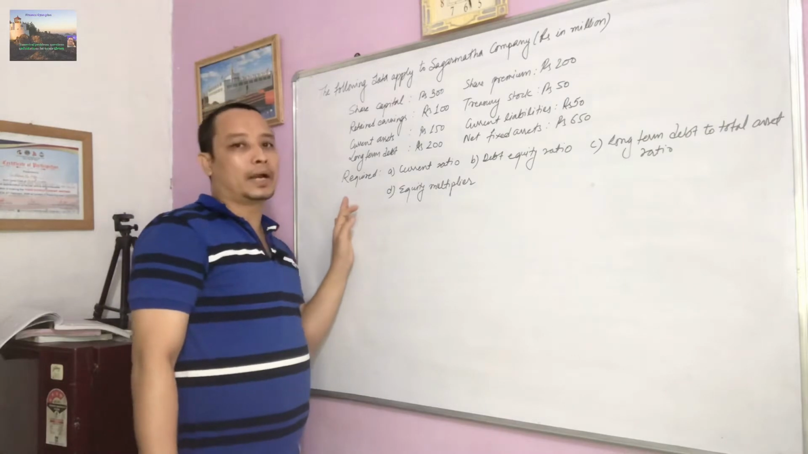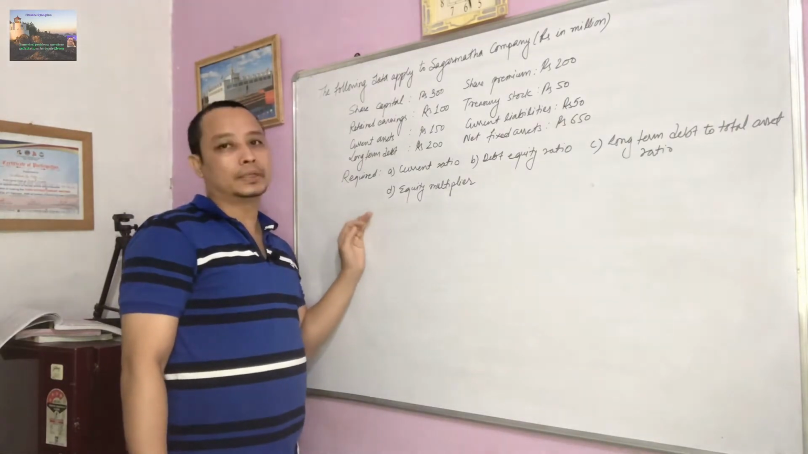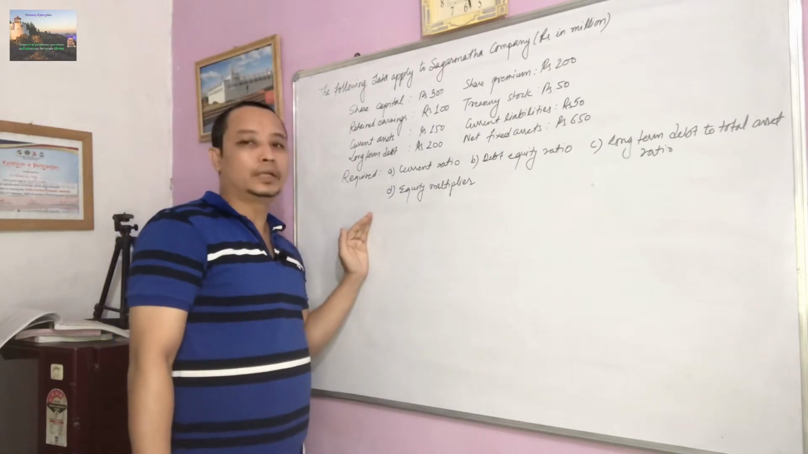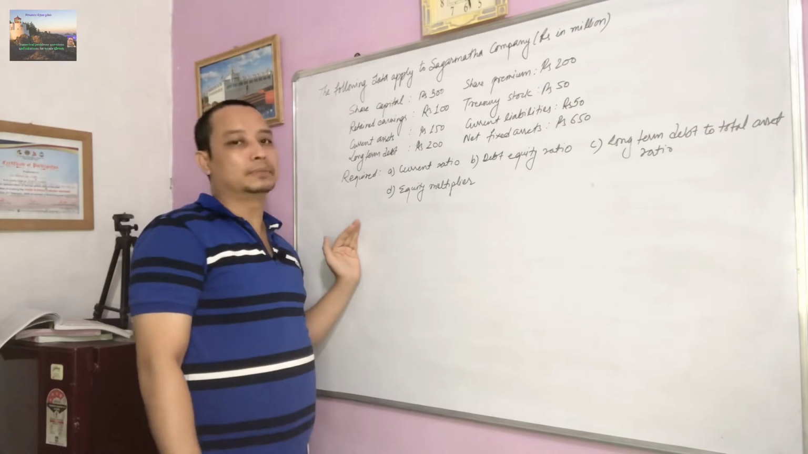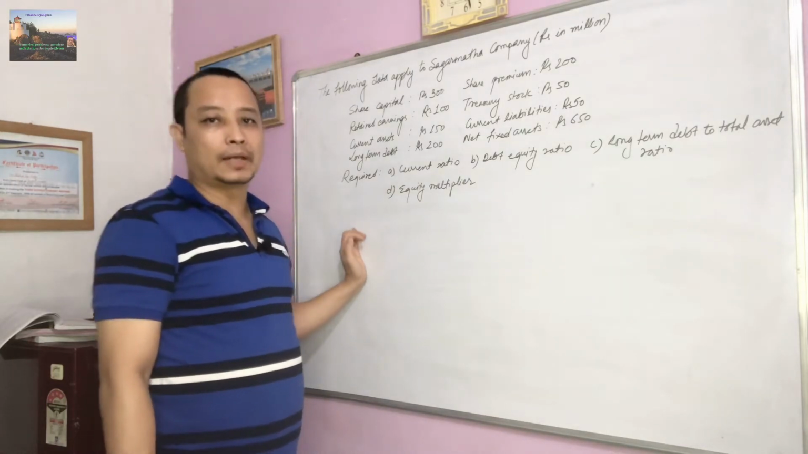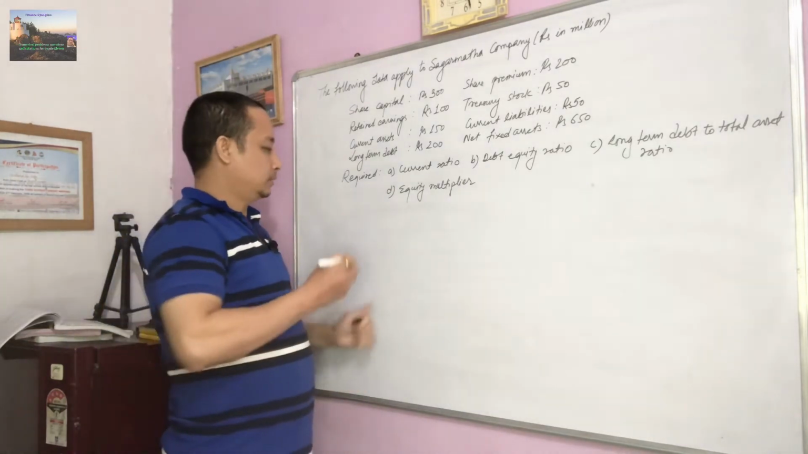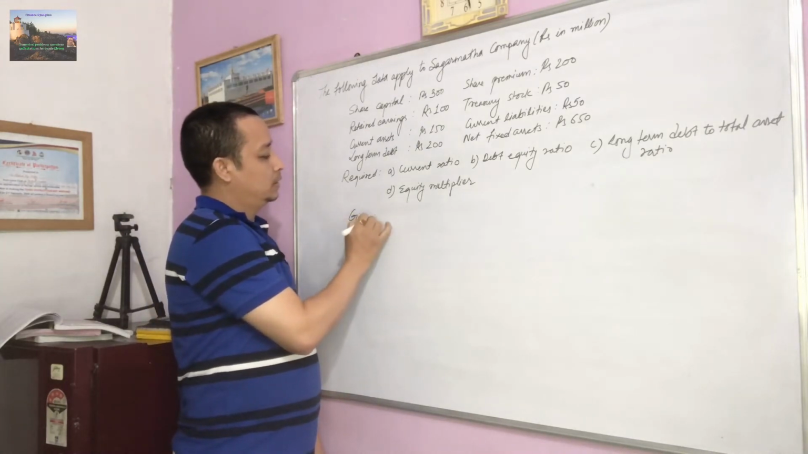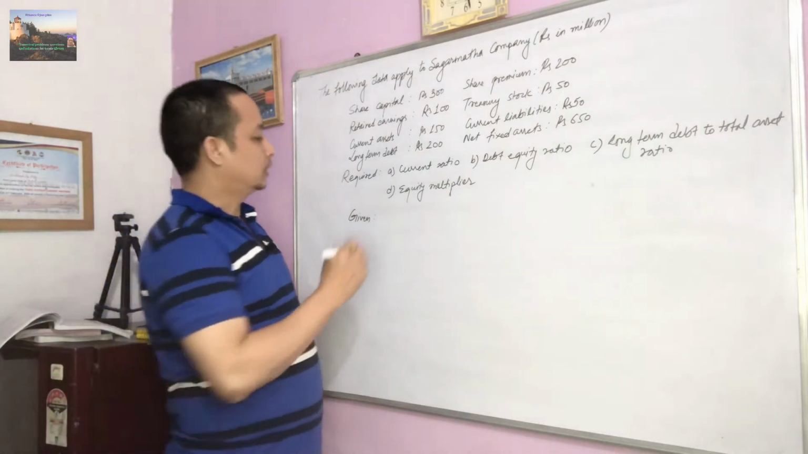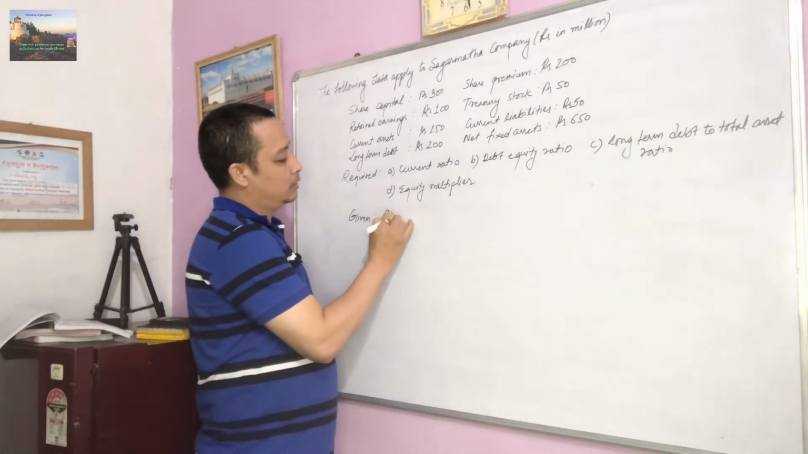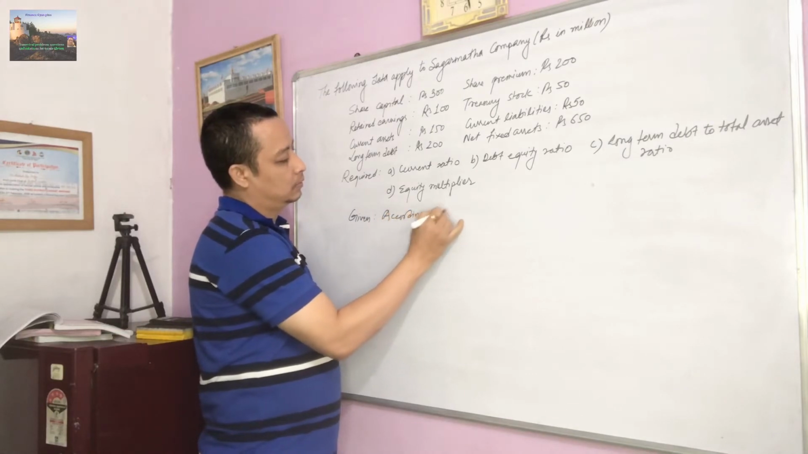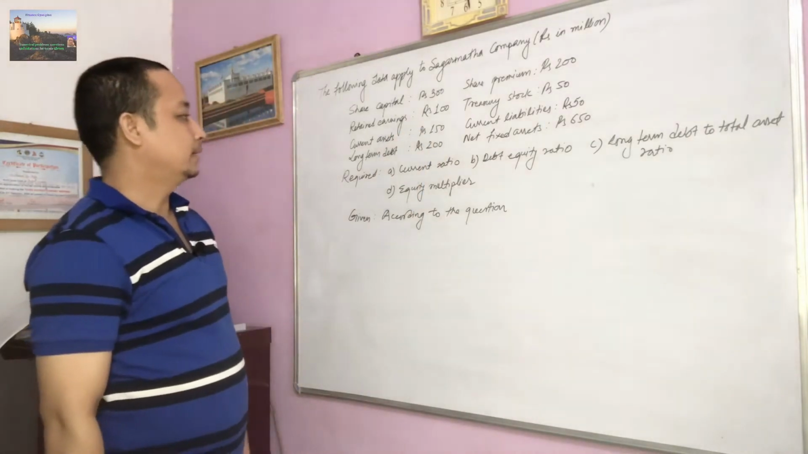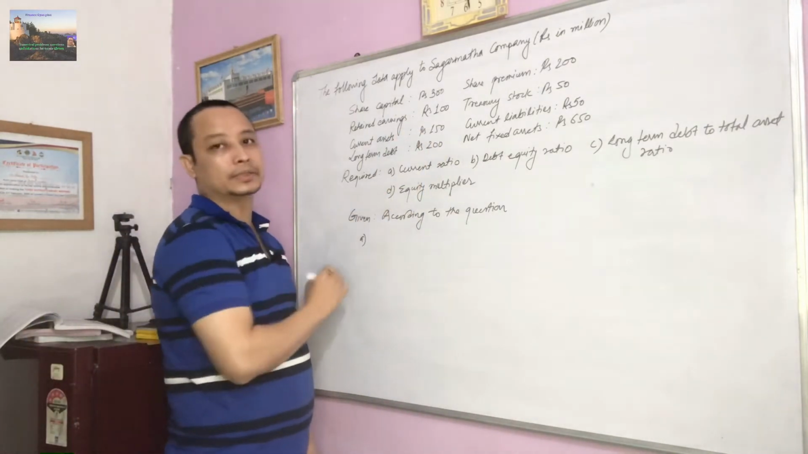So here you are required to find out current ratio, debt equity ratio, long-term debt to total asset ratio, and equity multiplier. So these four ratios you have to calculate. Okay, now let's start how to solve this problem. So given all the information here, you can write according to the question, let's find first in A current ratio.